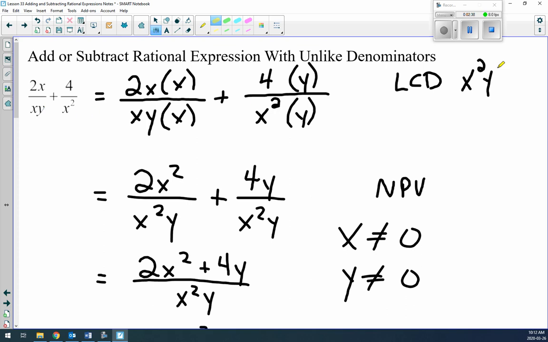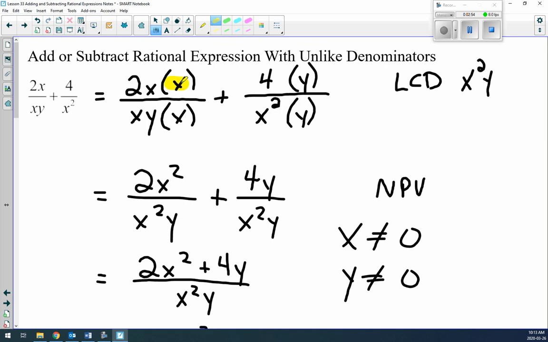The lowest one is a denominator that they both go into. Does xy go into x squared and y? Yes, it does. Does x squared go into x squared and y? Yes, it does. So our LCD in this case is not x cubed y, it's x squared y. So we look at the first one. We have xy. Well, how do we get to x squared y?